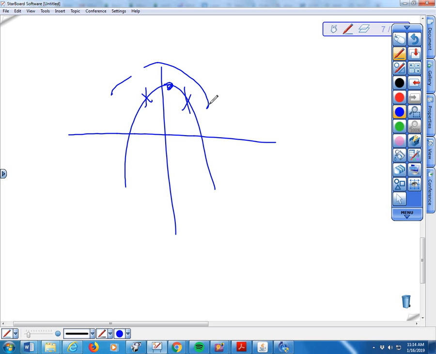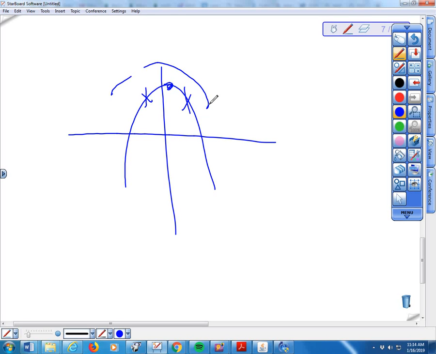The maximum is the y coordinate of the vertex. Okay, so let's do second calc maximum. Left bound has to be left of the vertex. Right bound is right of the vertex. Then enter, and enter again after that.